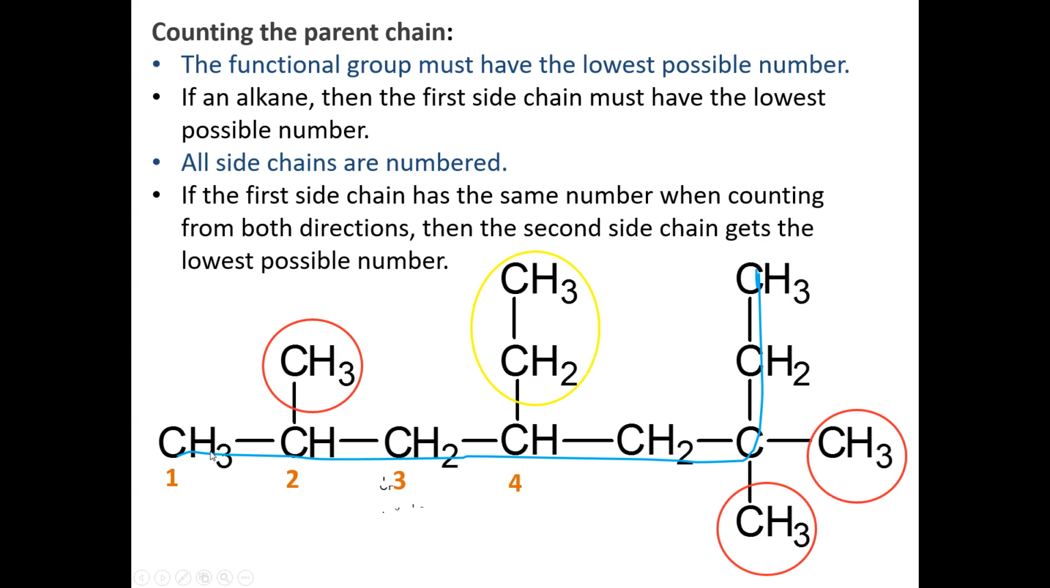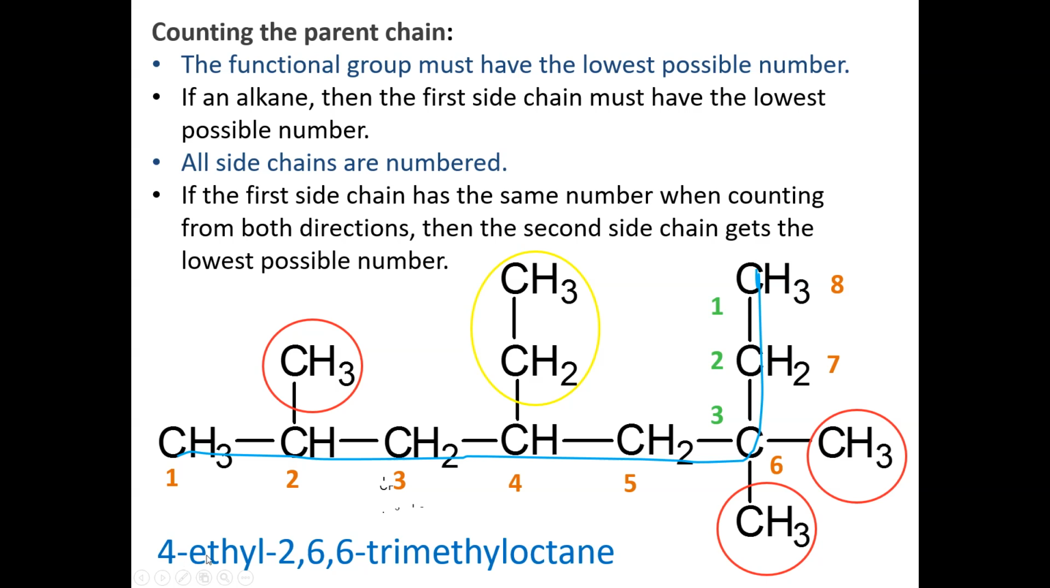So if I number from left to right, my first side chain is on my second carbon. If I number from right to left, my first side chain is on the third carbon. So I start naming, or counting, from the left, because 2 is lower than 3. So I've got a methyl on the second and 2 on the 6th carbon, and I've got an ethyl on the 4th carbon. So I've got 4-ethyl-2,6,6-trimethyloctane. The tri, because I've got 3 methyls. I've only got 1 ethyl, so it doesn't come there.